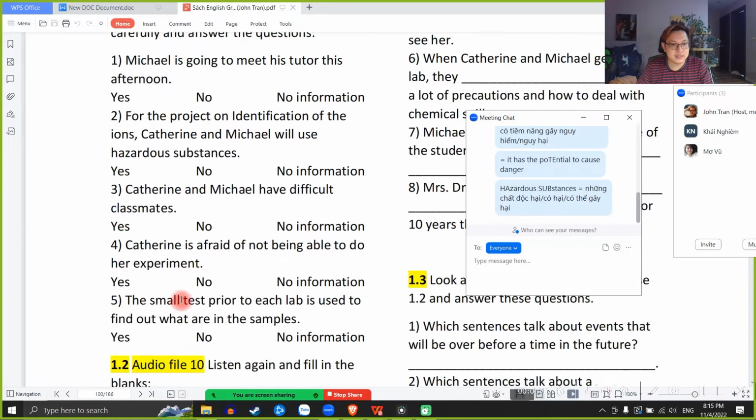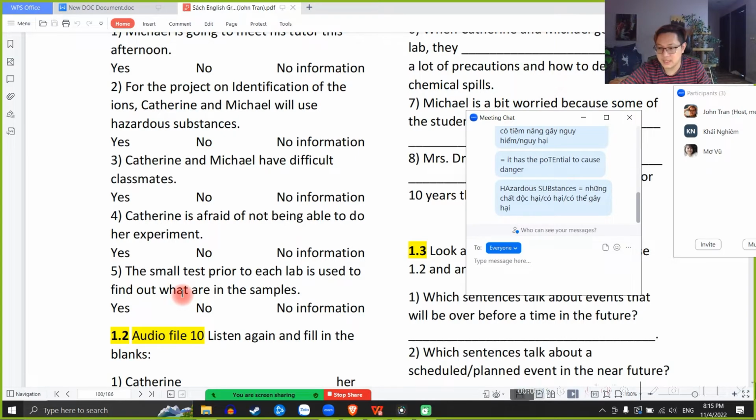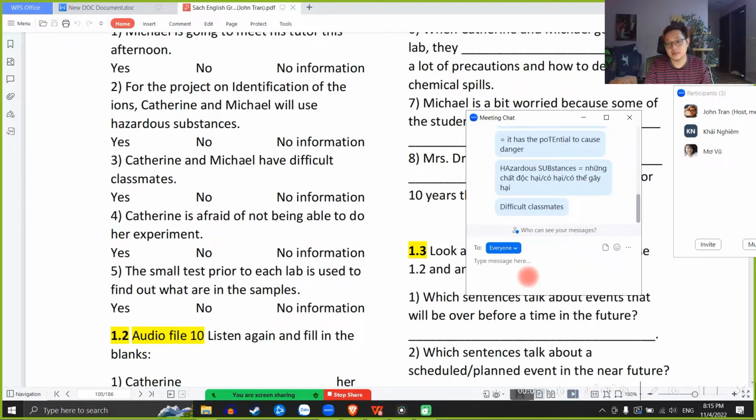Number 3. Catherine and Michael have difficult classmates. Catherine và Michael thì có những cái người mà bạn cùng lớp rất là khó tính, khó chịu. Difficult classmates means like classmates that are not nice to each other. They are not nice to each other. Họ không có cư xử đàng hoàng với nhau. Tức là những cái người classmate mà rất là kỳ cục. Catherine and Michael have difficult classmates.